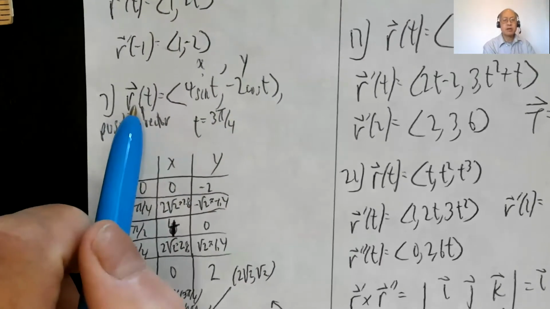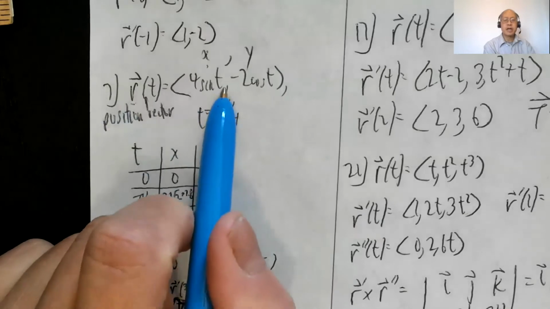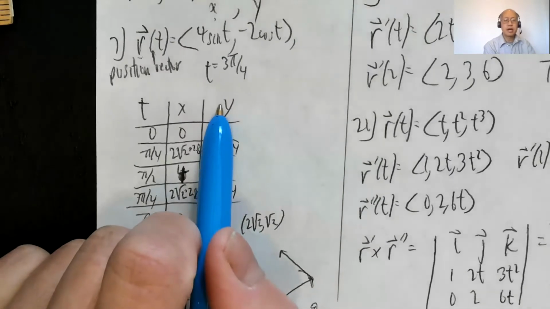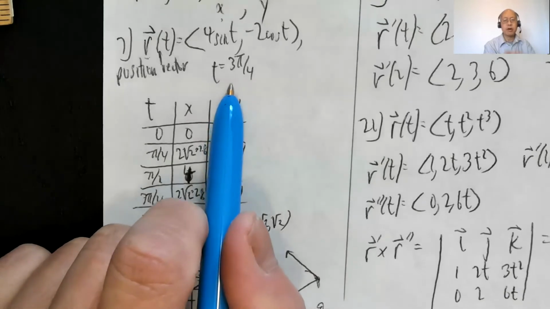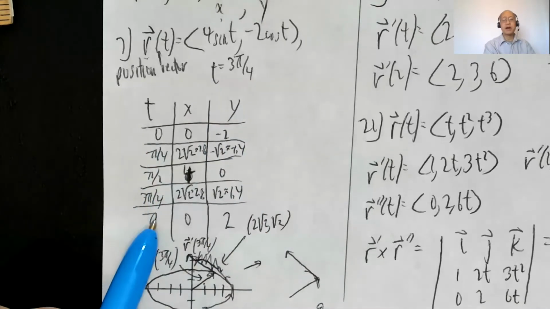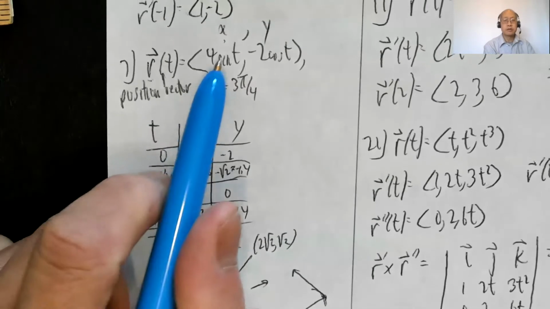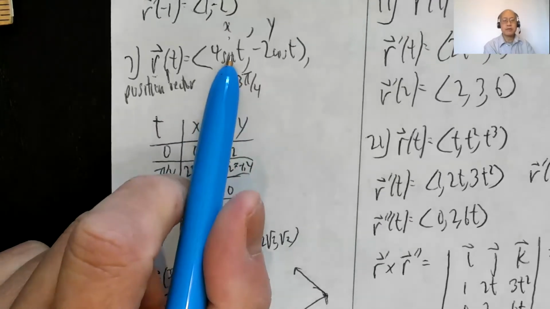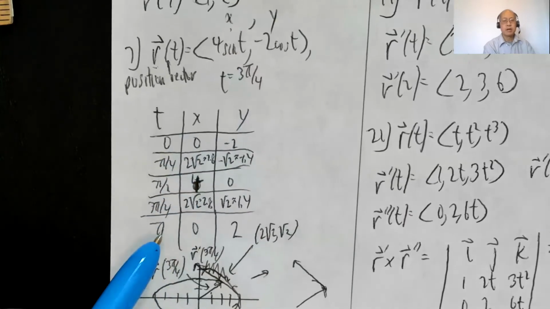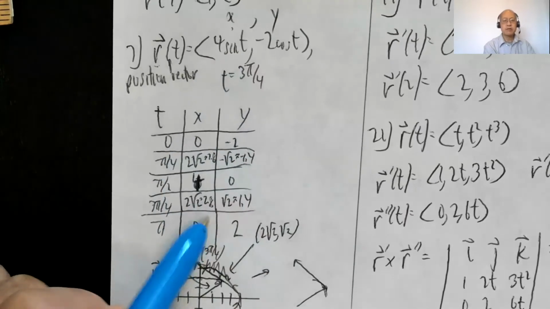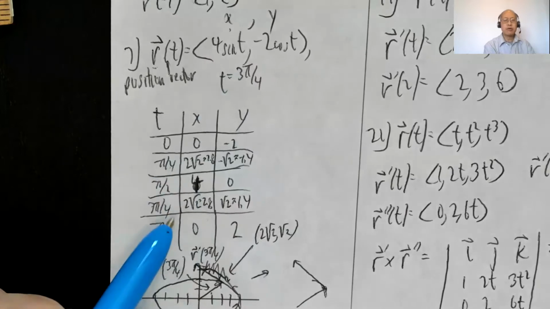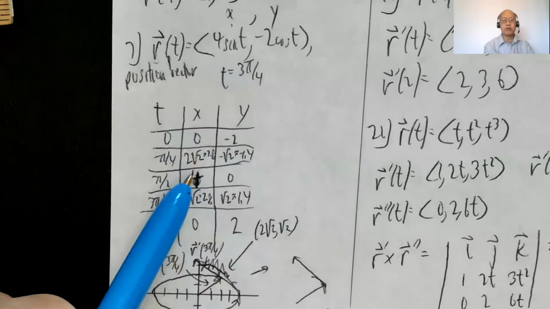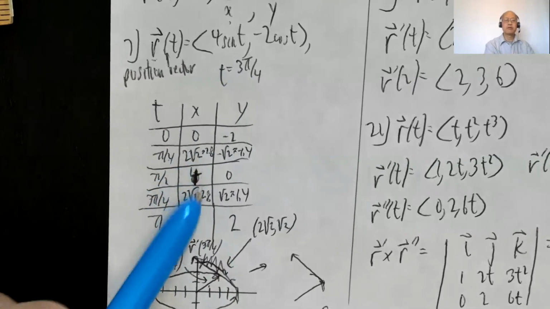Number 7, here's r of t, 4 sine t, -2 cosine t. That's x, that's y. And they're talking about at time t is 3 pi over 4. So I decided to make a table from 0 to pi. So plug in 0, sine of 0 is 0. Plug in pi over 2, sine of pi over 2 is 1. 1 times 4 is 4. Plug in pi, sine of pi is 0. Either pi over 4 or 3 pi over 4, the sine comes out to be radical 2 over 2 multiplied by 4. You get 2 radical 2, which is about 2.8.